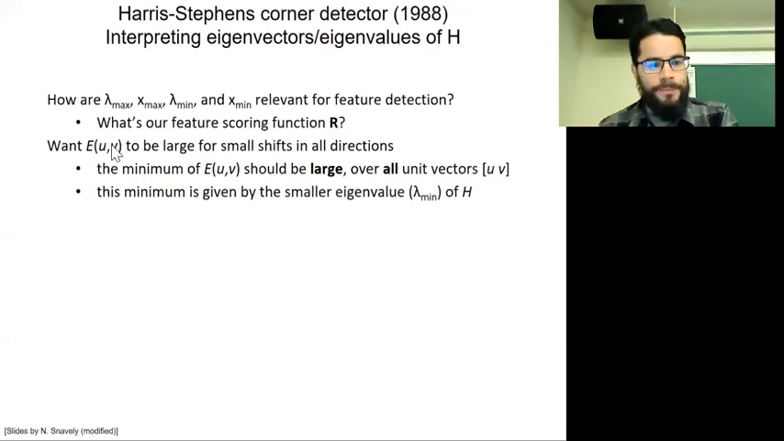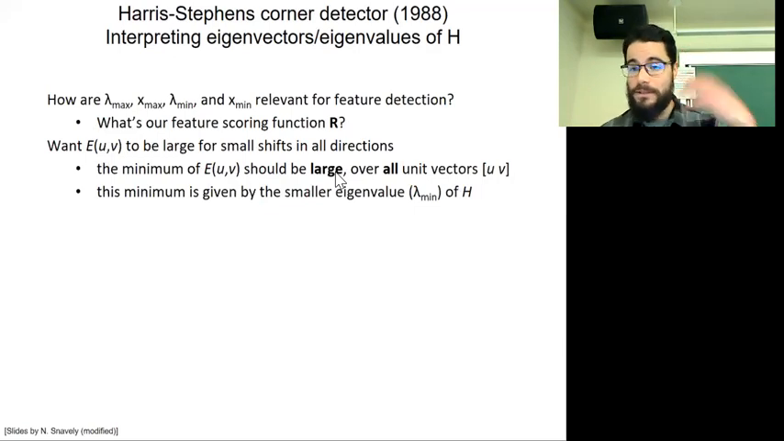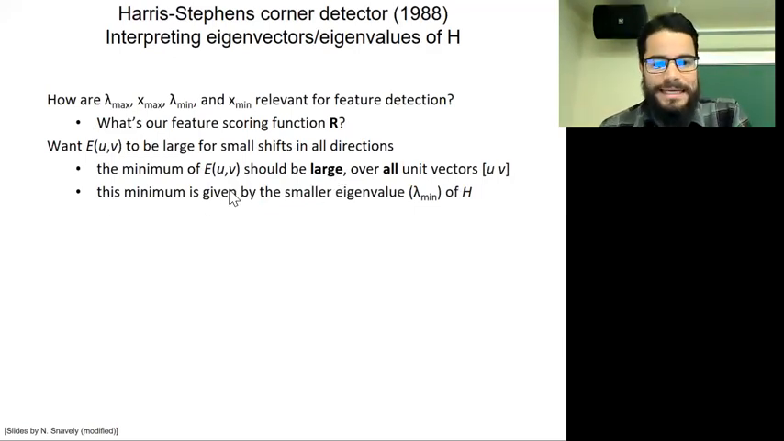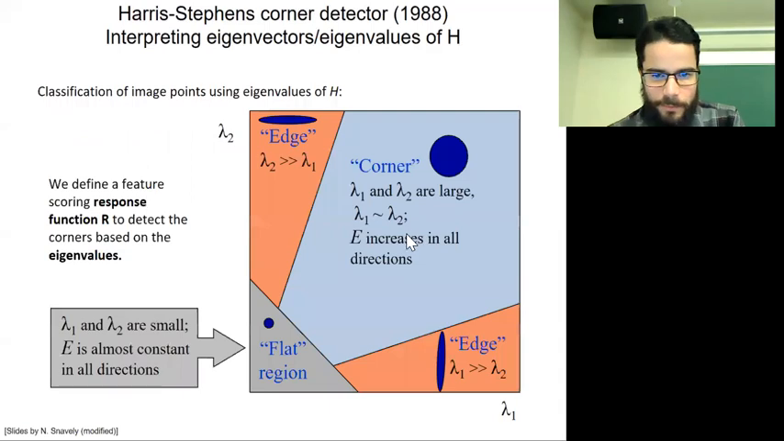Very good. So the idea here is that we want the error to be large for small shifts in all directions. This happens in a corner, right? The minimum of the error should be large over all unit vectors. So regardless if you're moving in U or in V, meaning in X or in Y, you want the error to be large. This is what characterizes a corner, as we know. This minimum is given by the smaller eigenvalue of H. So this is a slightly different way to look at it. Let me go back here because it's going to make more sense.